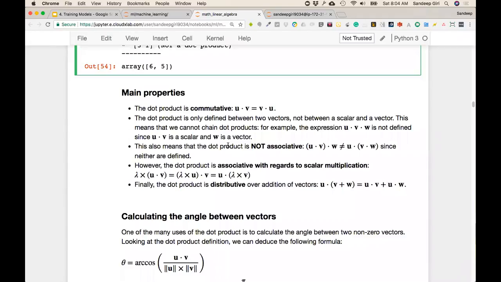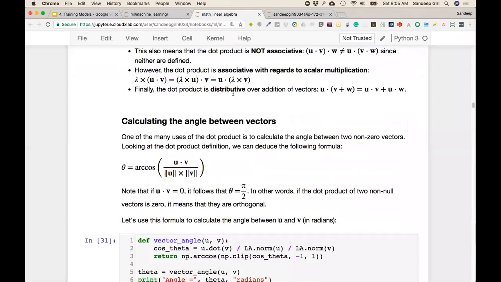But if one of the values is a scalar, then it is associative. You see that? So you can say lambda into u dot v. You could either say lambda into u, then dot v, or you could say u dot lambda into v. So with respect to scalar multiplication, it is associative, otherwise it is not. Now there is a property called distributive.